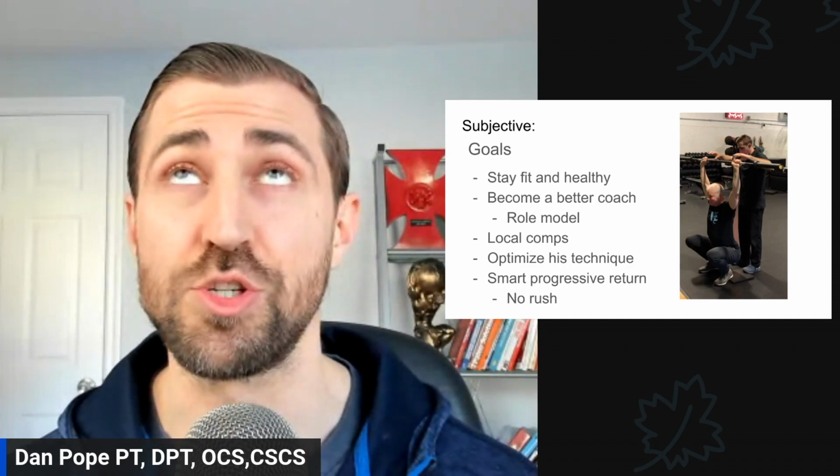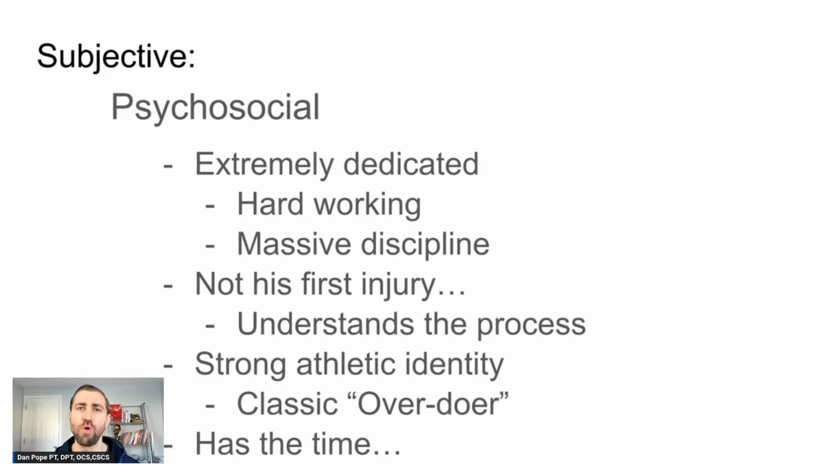There are no deadlines. So what are some important psychosocial considerations with Brian? Well, one, he's extremely dedicated, right? One of the hardest working guys I've ever had the opportunity to work with. If I tell him he needs to work out 17 times per week, right, twice a day, he's going to do that, right? He has this massive discipline. I have to be careful, but because of that, he's kind of that classic overdoer. So from an athletic identity standpoint, he identifies as a strong, fit, capable person, right?